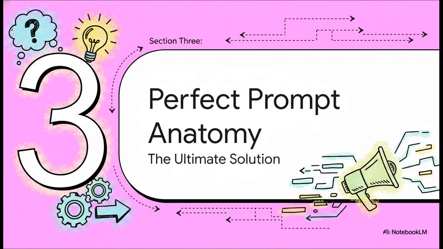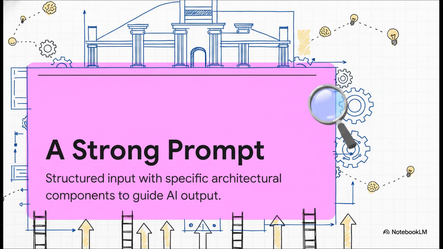Section 3. Anatomy of a perfect prompt. Now, what's really interesting about this slide is that it introduces the core framework and ultimate solution to our everyday AI frustrations. Let's get our definition straight here. A strong prompt is a structured input that usually contains specific architectural components to perfectly guide the AI's output. Notice I emphasize the words structured and architectural.